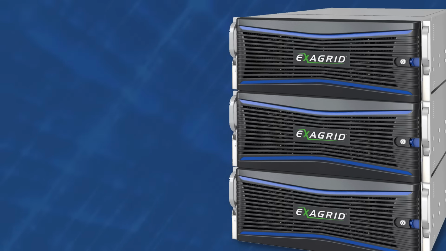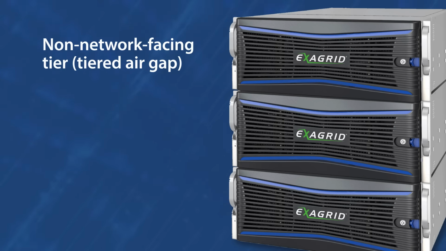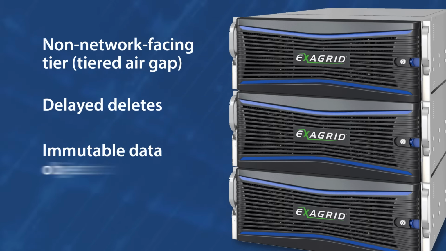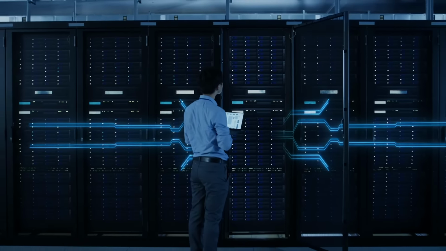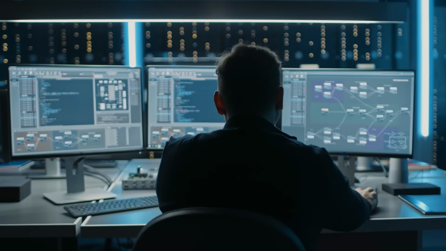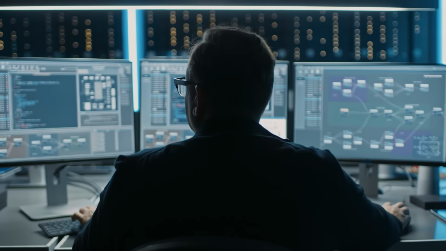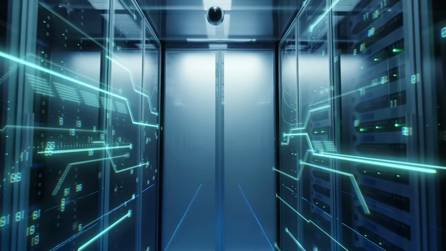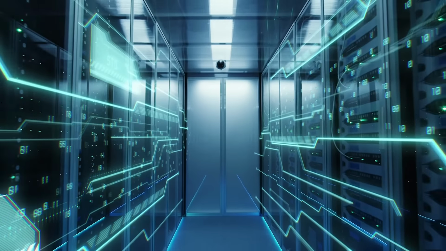ExaGrid is the only solution that has a second tier that is non-network facing, delayed deletes, and also has immutable data objects. Delete requests are not processed immediately, providing IT departments with weeks to recover from a ransomware attack. Delay delete times are set by a secured policy. Be ready to recover with ExaGrid's retention time lock.